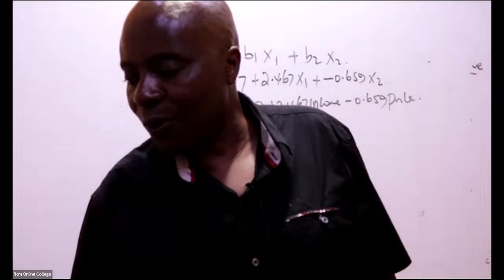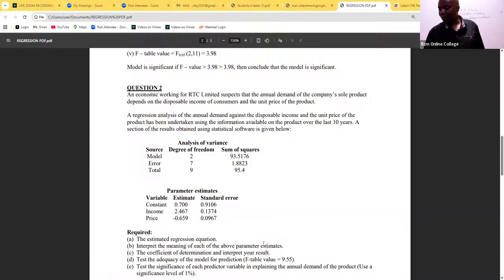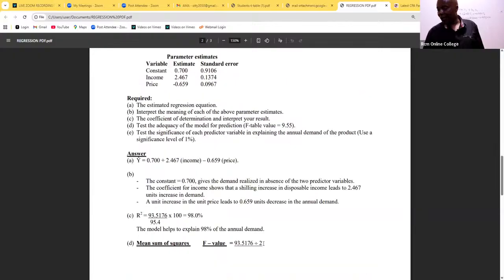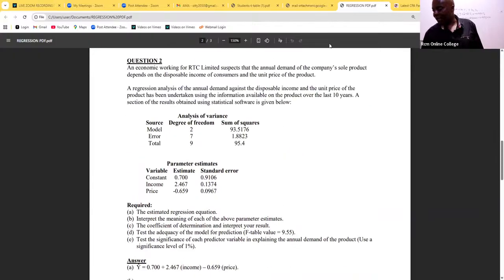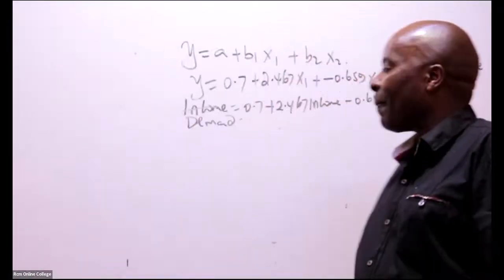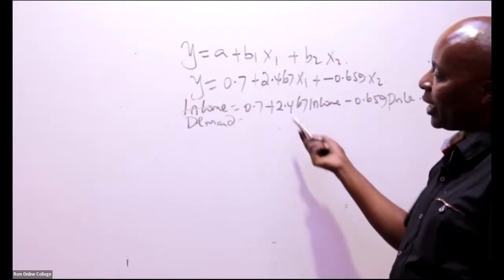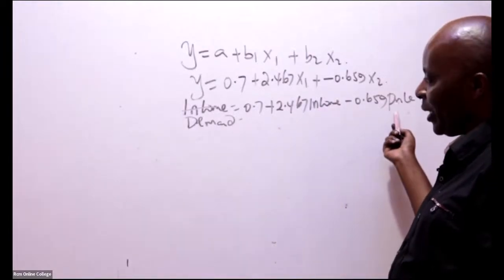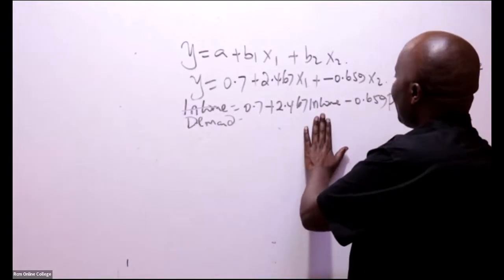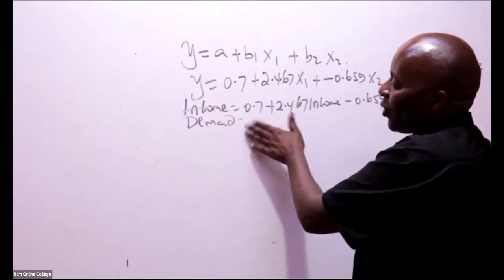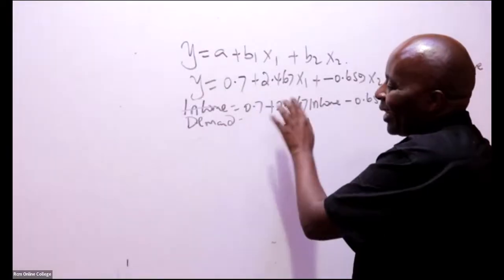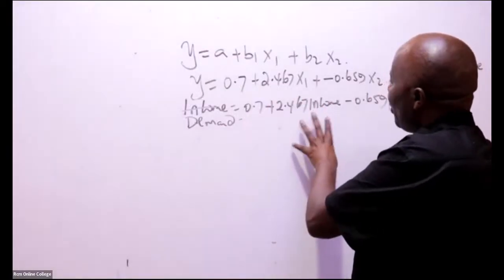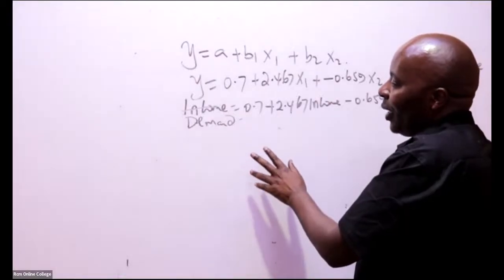So we look at Roman 2. They want us to interpret the meaning of each of the above parameter estimates. Let me explain a little bit. This 0.7 is a constant demand, the demand when income is 0 and price is 0. So 0.7 is the constant demand, which is not dependent on income nor price. You have the answer, don't write.